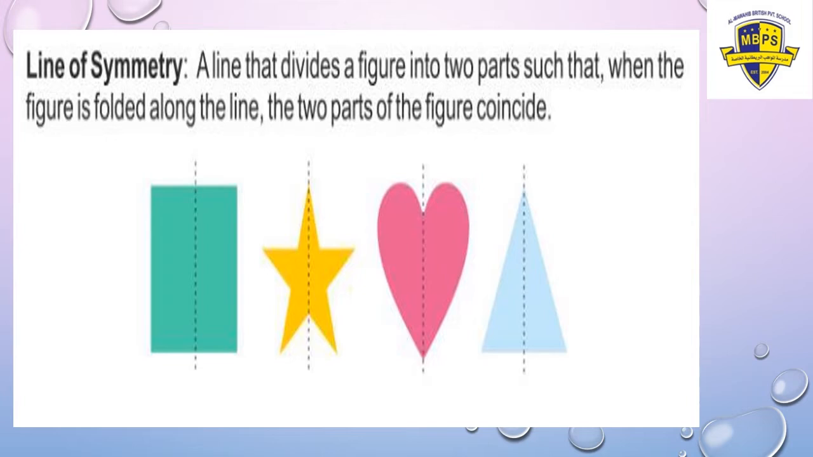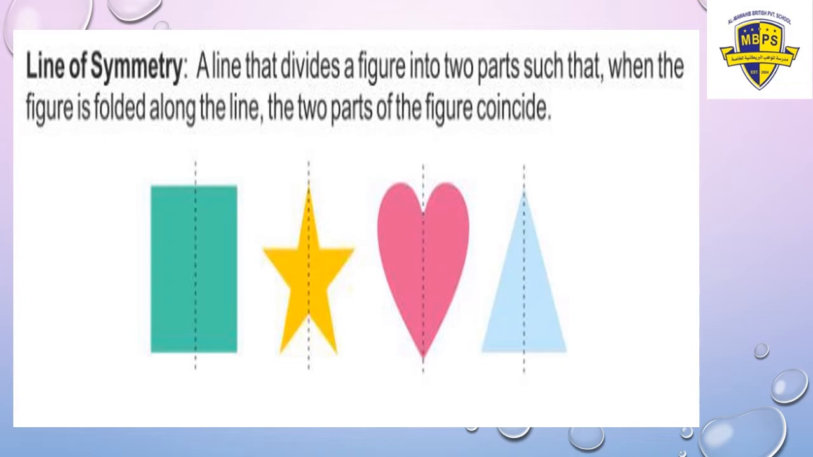Now, for example, you can see the first shape, a rectangle. You can see a line is drawn. Now, if you fold the rectangle, you will find that both the sides are the same and they coincide. They overlap each other. In the same way, the second picture, the star. If I fold the star from the center, both the sides are going to be on top of each other. They are going to be the same.